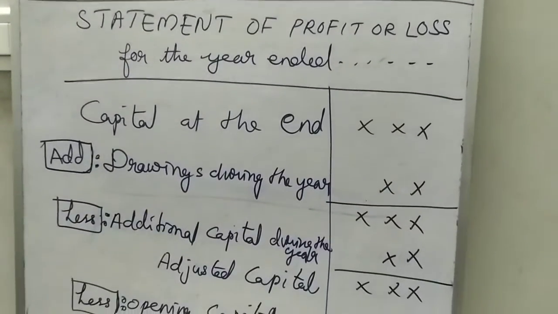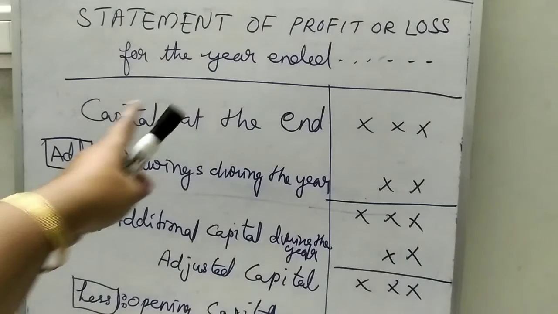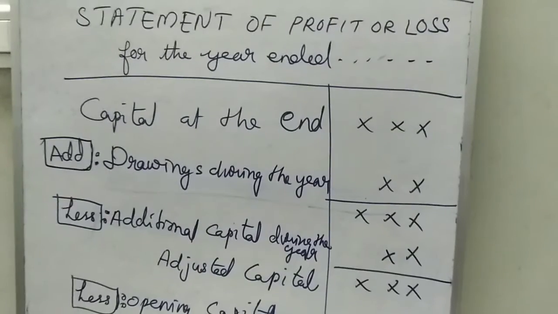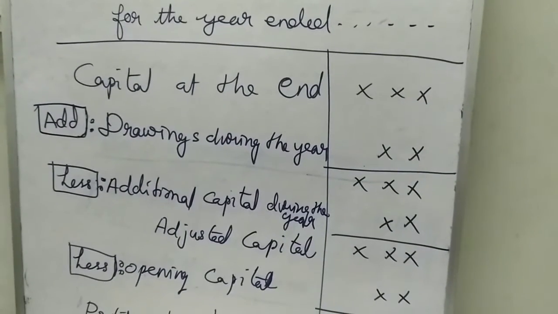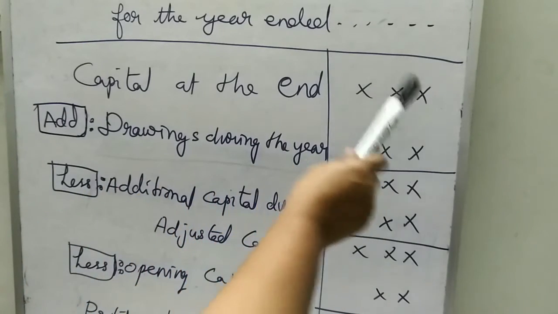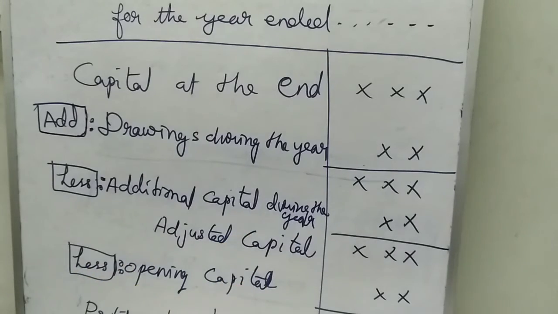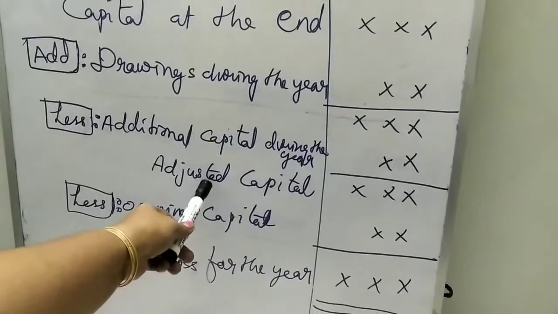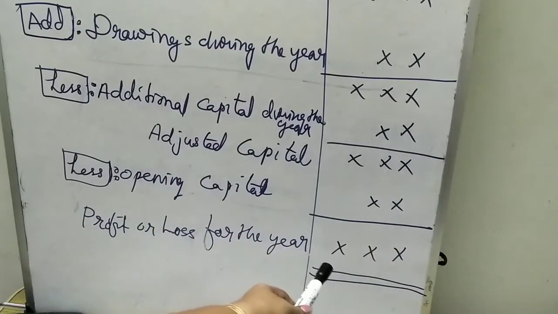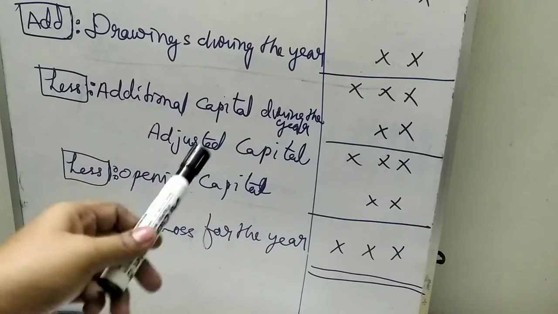Usually we find out the profit and loss account through a statement method. Based on this statement we will find out the profit and loss. Here first, capital at the end, then add drawings during the year, less additional capital, then you will get an adjusted capital, then less opening capital, you will get the profit and loss for the year. So this is the statement method to find out the profit or loss.